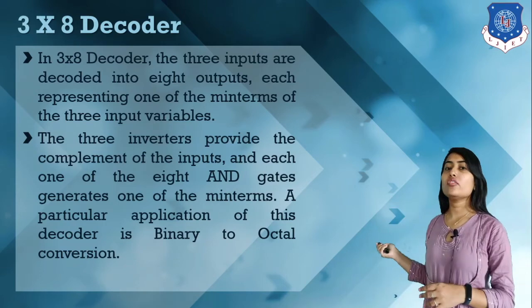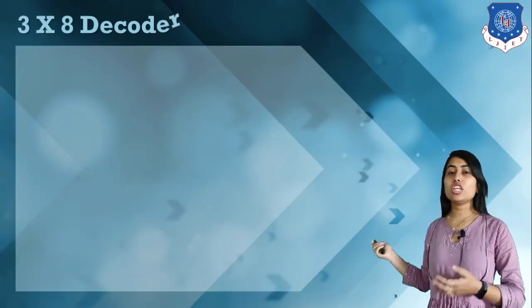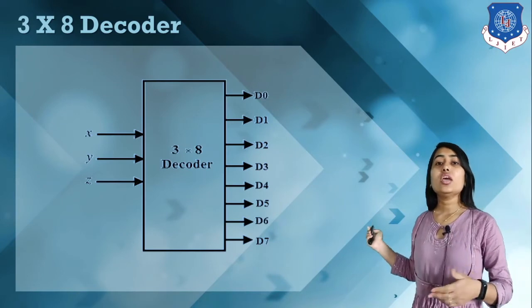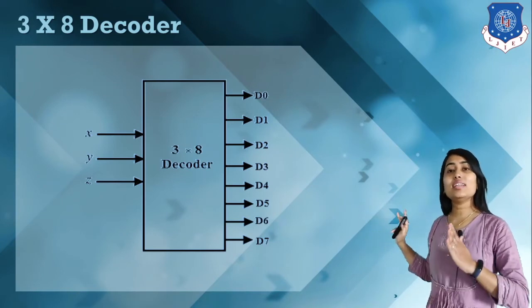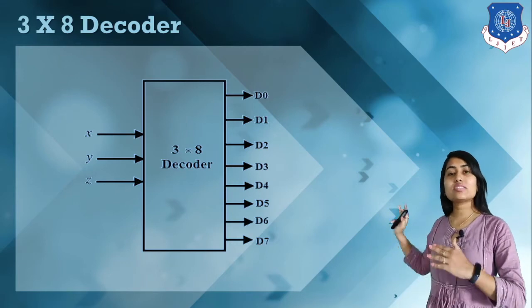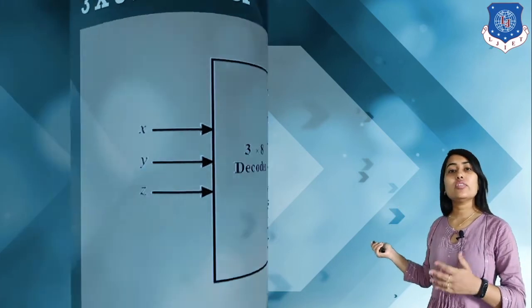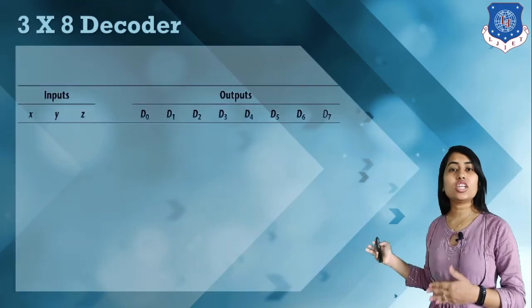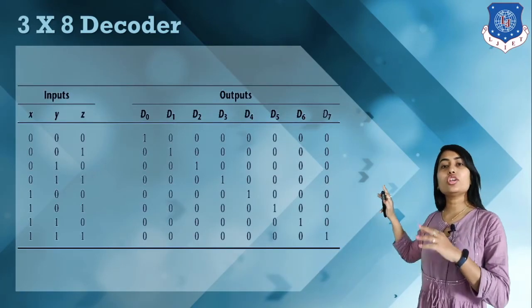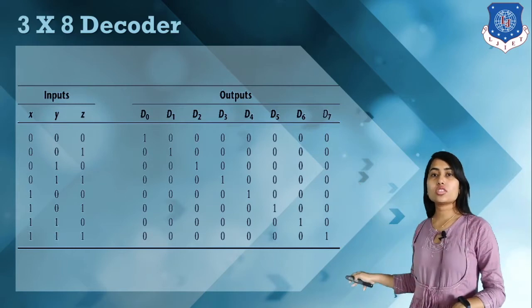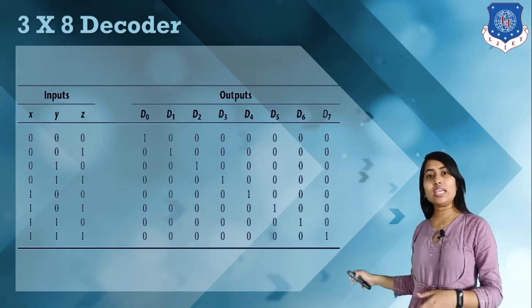Here we have a basic block diagram of the 3x8 decoder. We have 3 input conditions A, B, C, and according to that we have a total of 8 possible output lines Y0 to Y7. Here we have a truth table for this 3x8 decoder. We have A, B, C as 3 input conditions. For 3 input conditions we have a total of 8 possible combinations, so we write all the 8 possible combinations.